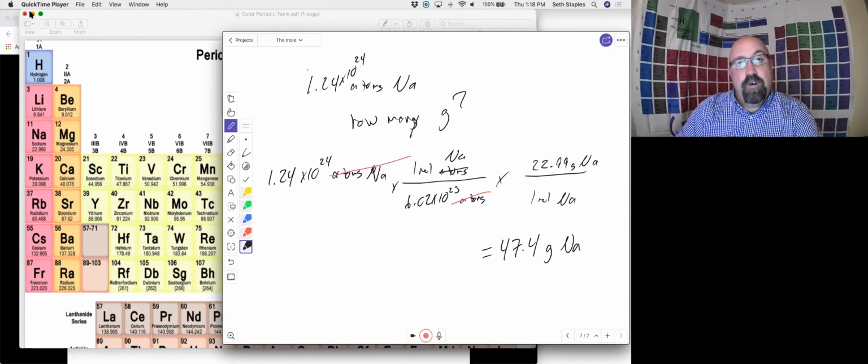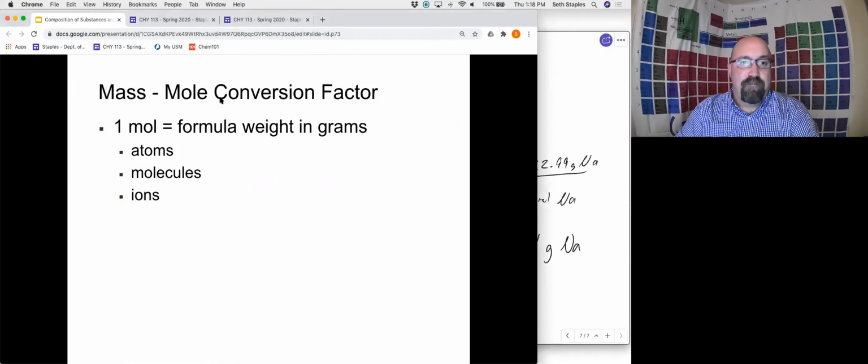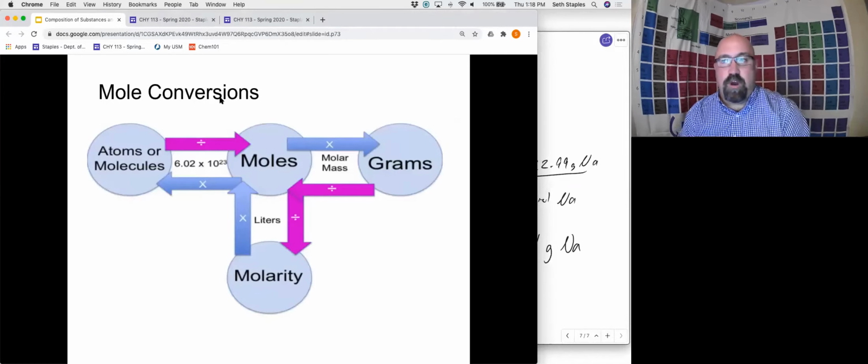Now, if you really don't like dimensional analysis, and that's okay if you don't, I really love it as a problem-solving tool, but it doesn't work great for everybody. You could also memorize a chart such as this. This gives you all of your different mole conversions and tells you what to do and what to use to get there. Notice moles are at the center of this whole thing. Moles are central to these calculations that we're going to be doing and spending some time on.